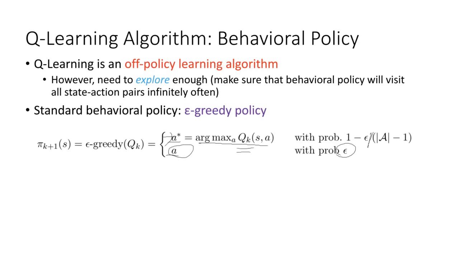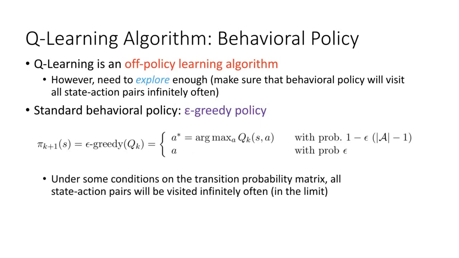So you don't want to put complete emphasis on some arbitrary action. You know that the greedy action A star will maximize your current Q function, so ideally you want to take that action very often, but at the same time, you don't want to completely stop exploration because you still don't know the system model. This is the standard exploration policy used in Q learning algorithms. When you read a Q learning paper, typically they mention that the policy they use is epsilon greedy. Under some conditions on the transition probability matrix, this is also theoretically justified: you can show that all state action pairs will be visited infinitely often.